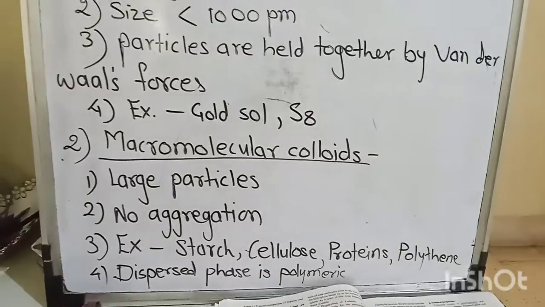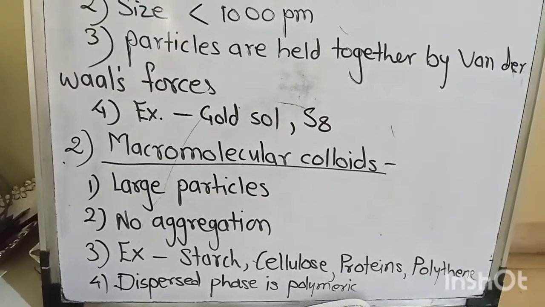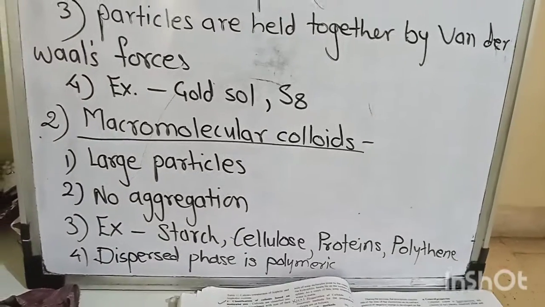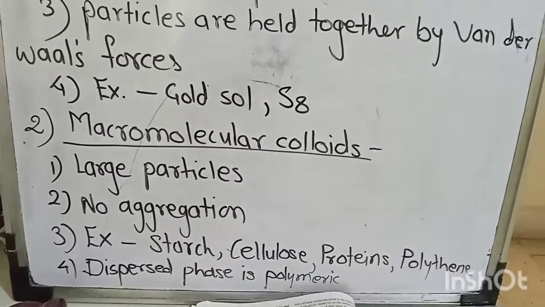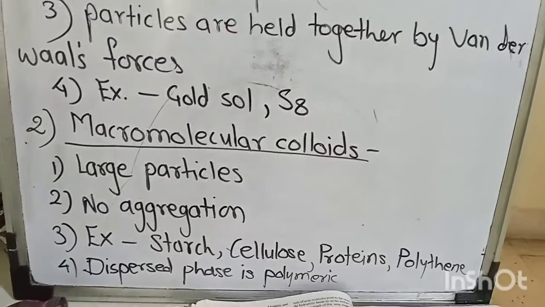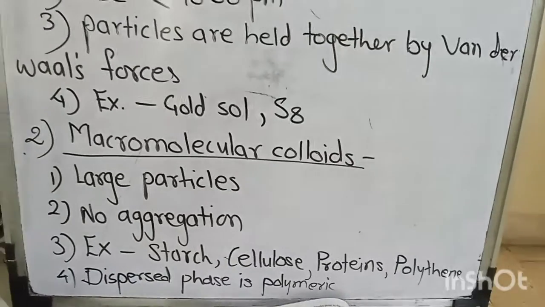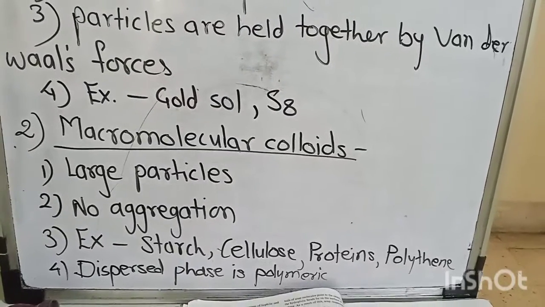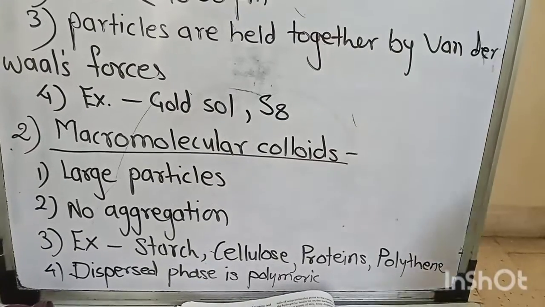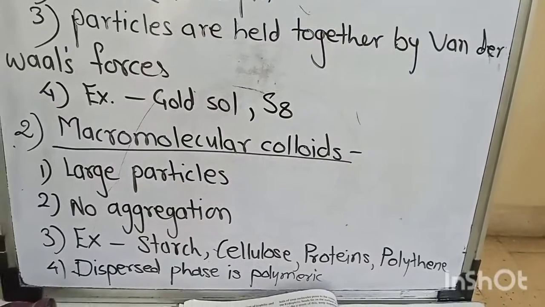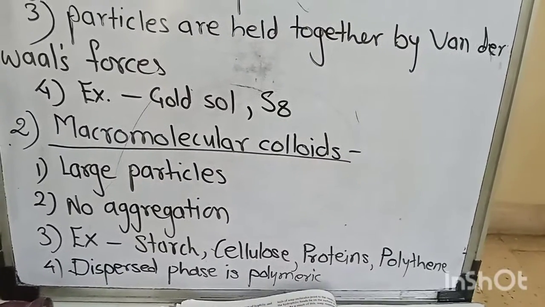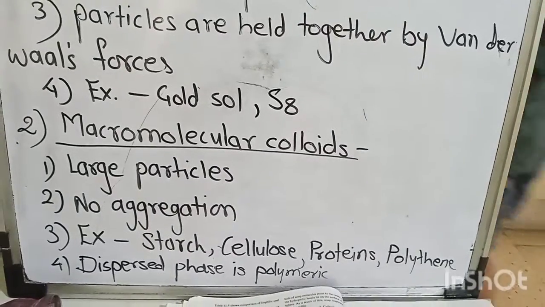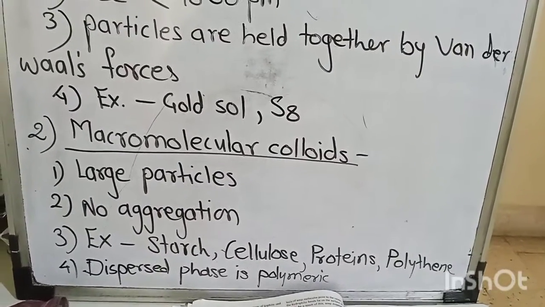Second, macromolecular. Macro means large. So they consist of large particles. Large means polymeric. The dispersed phase is polymeric. There is no aggregation. The molecule or molecules of the dispersed phase are very large, of colloidal dimension. For example, starch, cellulose, proteins, polythene, they are all polymers. So they are large particles. These colloids are called macromolecular colloids.